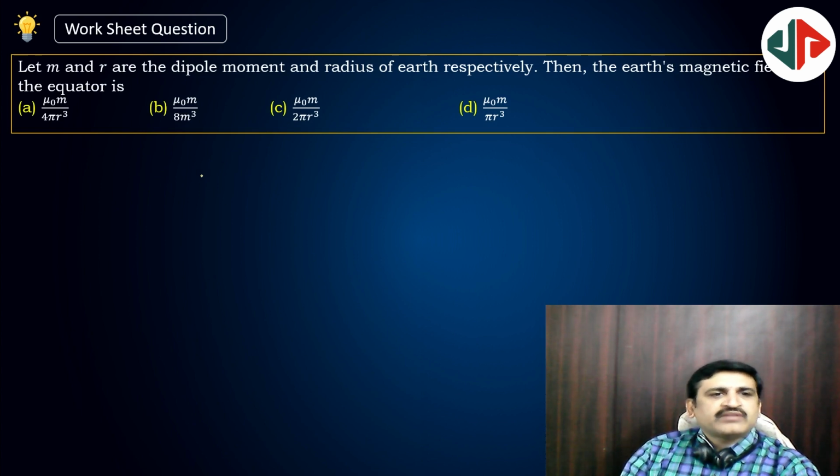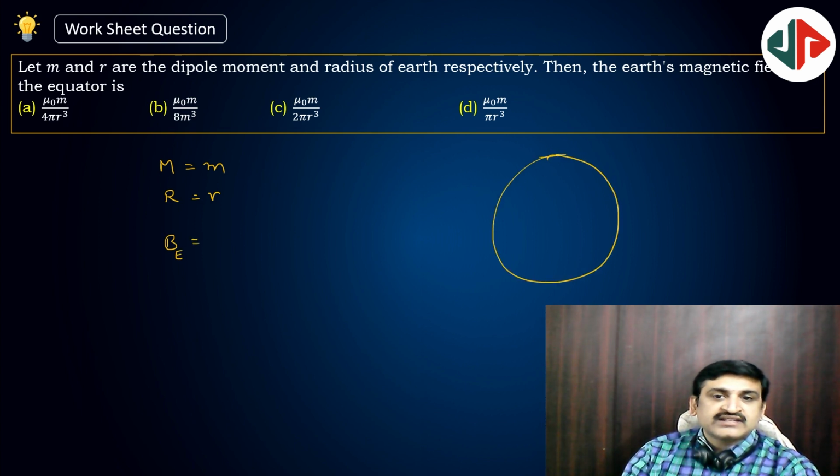Let m and r be the dipole moment and radius of the Earth respectively. Then the Earth's magnetic field at the equator is asked. M is the dipole moment, radius of the Earth is r. Imagine like a magnet is present inside the Earth; the field at the equator is nothing but the equatorial field.